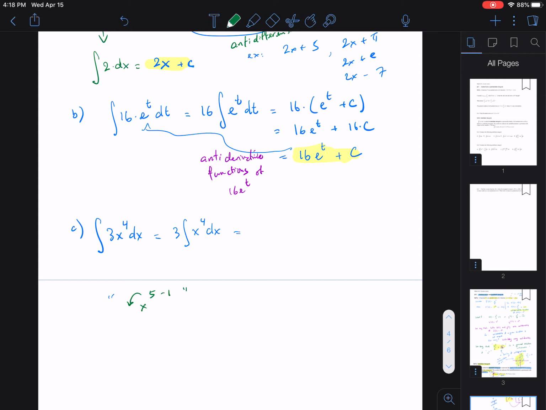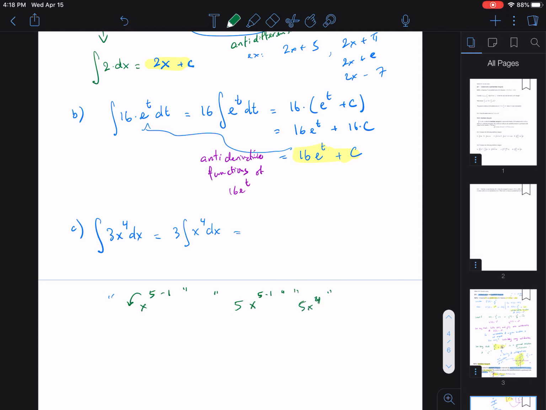So it has to have x to the 5th, but how? This is just x to the 4th. So when we bring down the 5 and subtract by 1, we get 5x to the 4th, but we want x to the 4th.